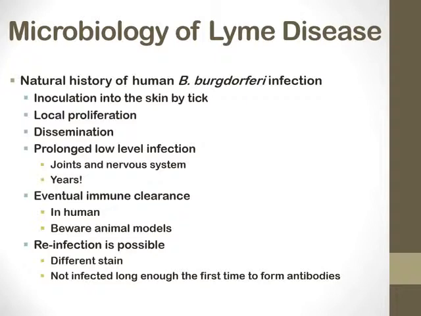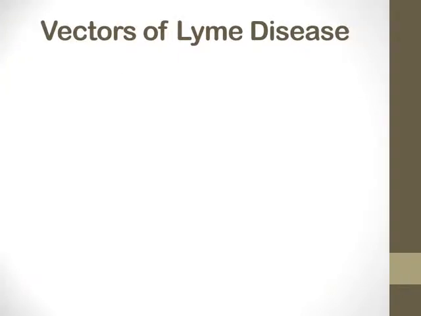The natural history of Lyme disease also eventually has immune clearance, and this is very important. So eventually, if left untreated, fatality is rare. This is a disease much more of morbidity rather than mortality. After immune clearance, you can get reinfection, and sometimes that occurs even if a person has been previously treated with antibacterials.